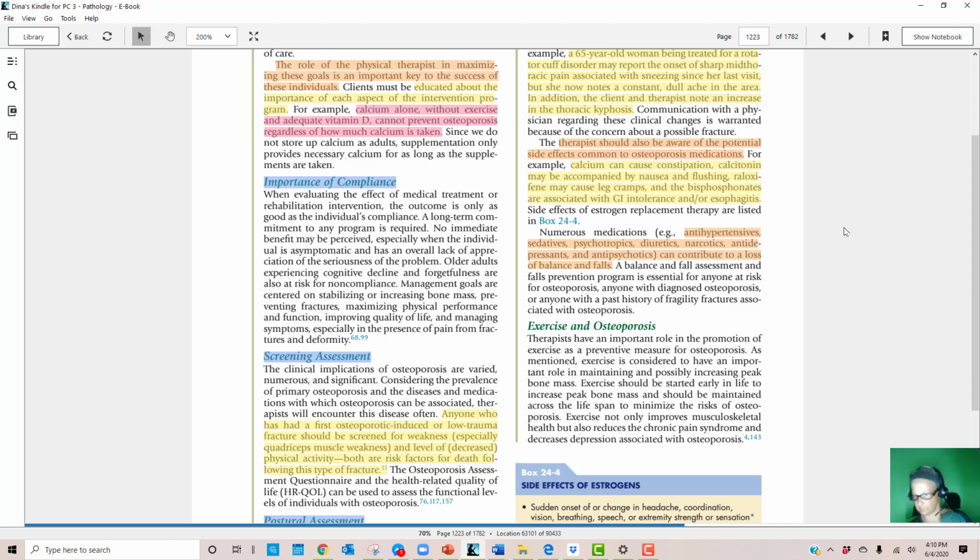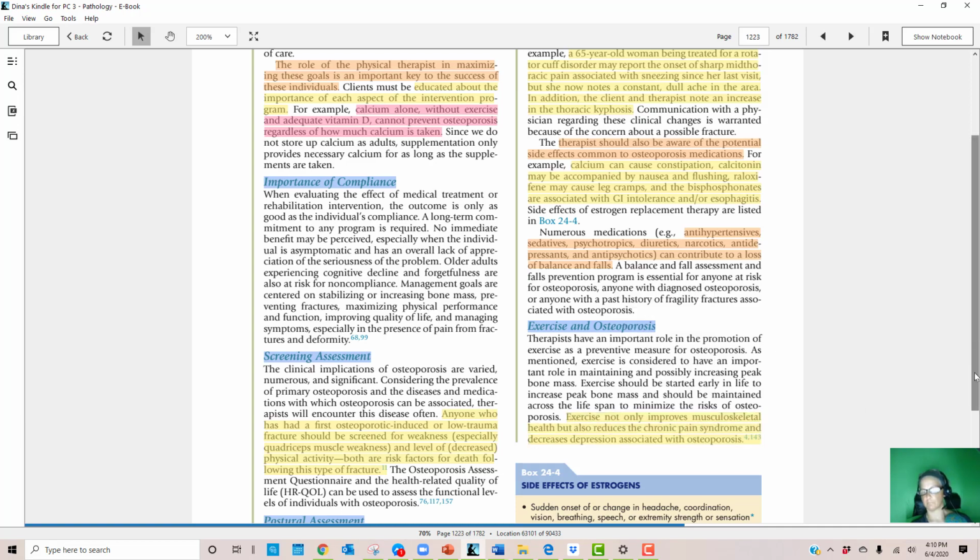Exercise and osteoporosis. Therapists have an important role in the promotion of exercise as a preventive measure for osteoporosis. As mentioned, exercise is considered to have an important role in maintaining and possibly increasing peak bone mass. Exercise should be started early in life to increase peak bone mass and should be maintained across the lifespan to minimize the risks of osteoporosis. Exercise not only improves musculoskeletal health but also reduces the chronic pain syndrome and decreases depression associated with osteoporosis.